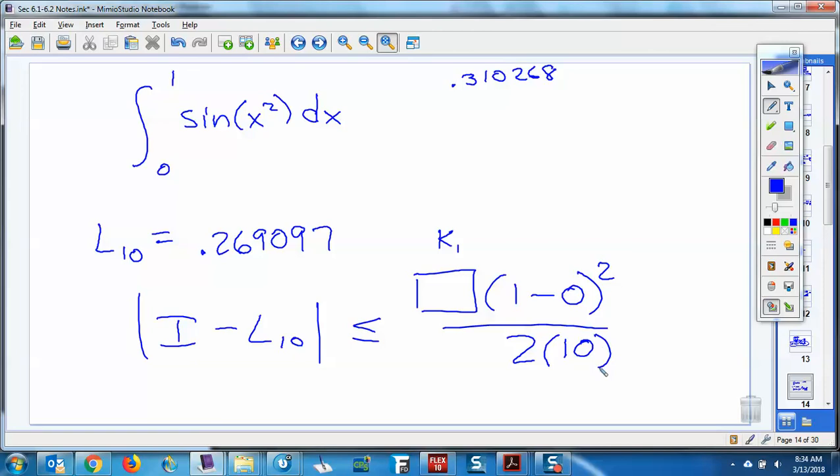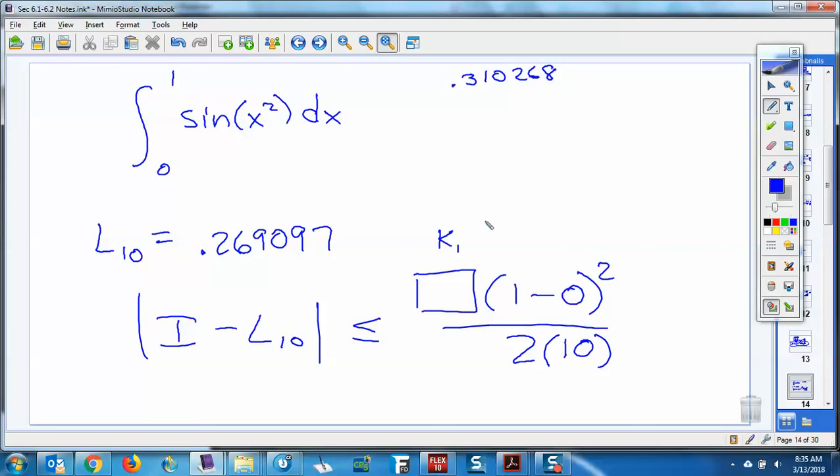See how you're going to know all that? You're going to know the a and the b. You're going to know the n, right? And what you're not going to know is a K1. So on the quiz, here's what I'll be looking for. I'll be looking for that box right there. I'm going to be looking for what number you stick in for K1.